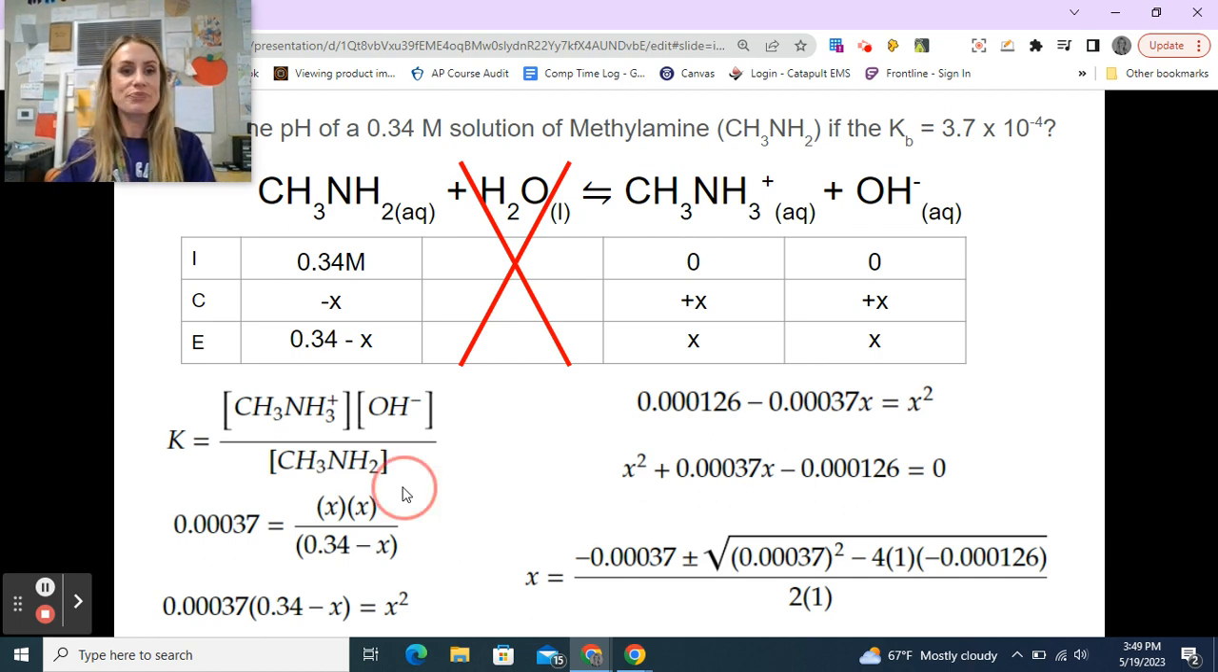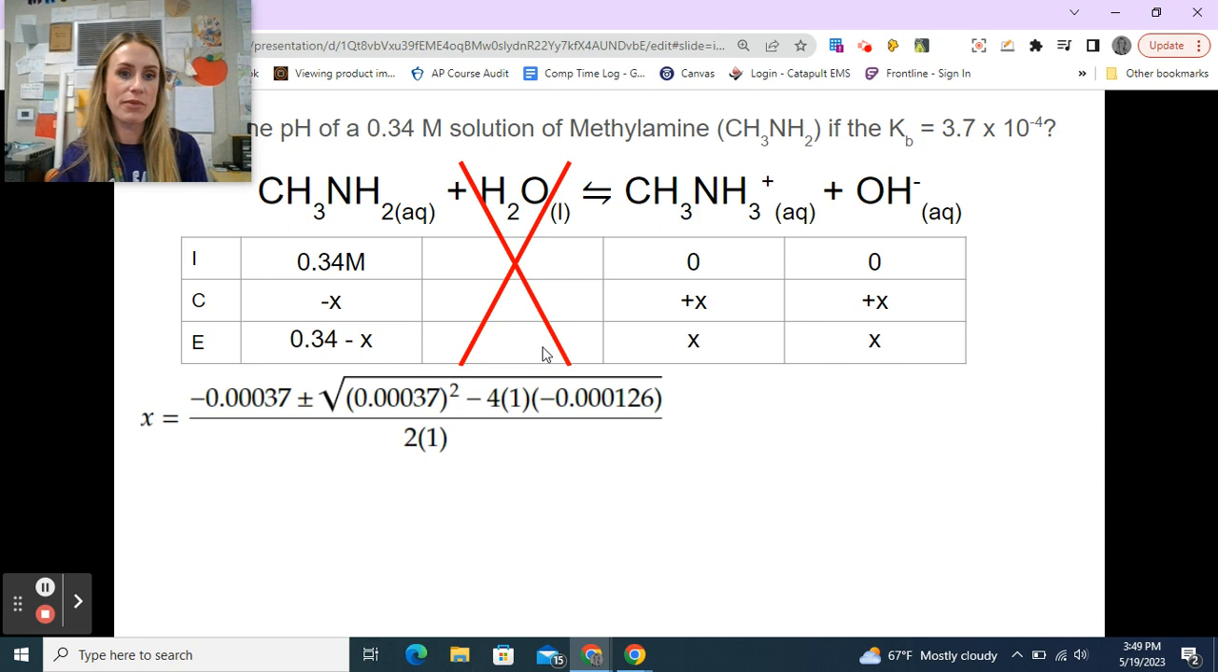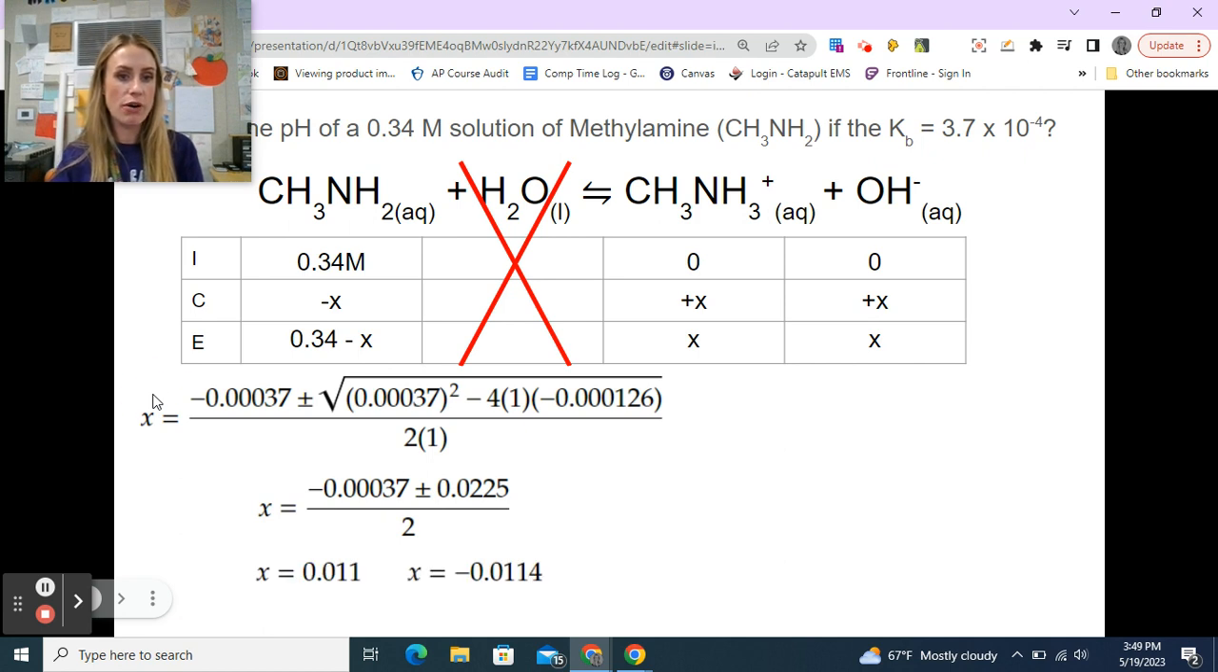And then again, I'm going to bring it over to the next slide, and then I'm going to do everything under the square root first and then square root that thing, and I end up getting 0.0225 for this whole mess right here, okay? So now we do both our plus and minus, and then we divide by 2 for both of those things, and I end up getting 0.011 and negative 0.0114. Again, because I have just x right here and just x right here, I can't have a negative x because I can't have a negative concentration. So I throw that one out, and so I know that x equals 0.011.